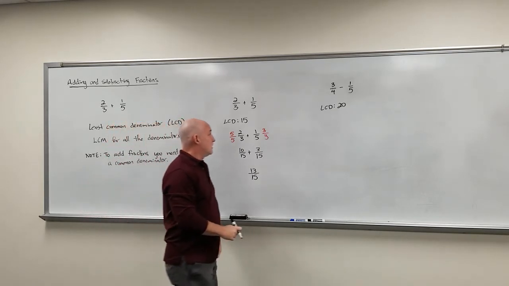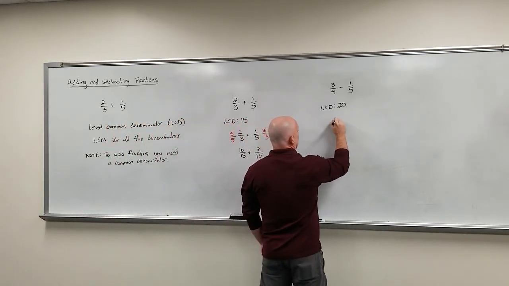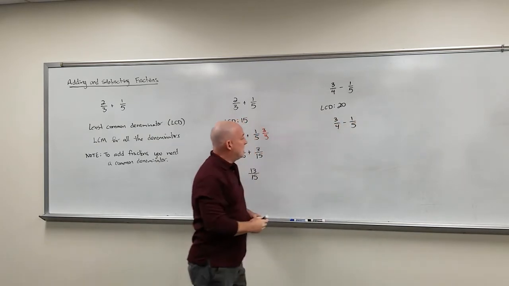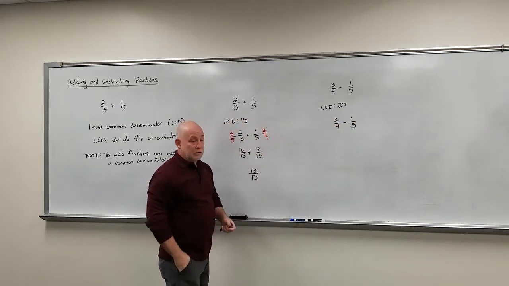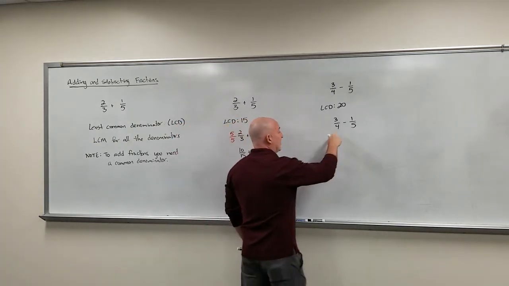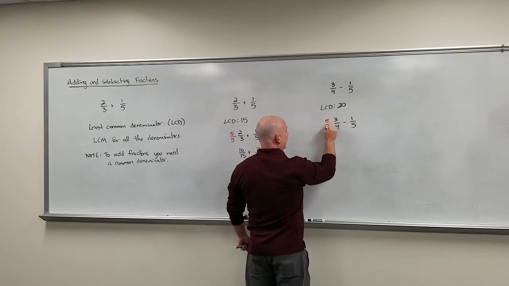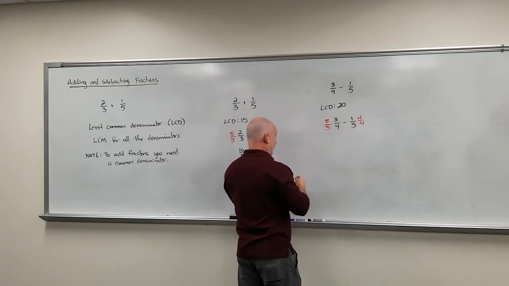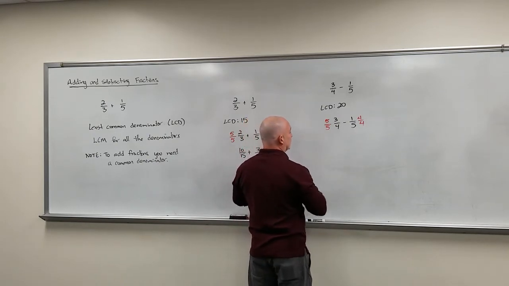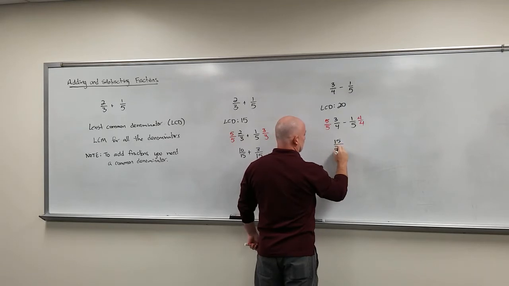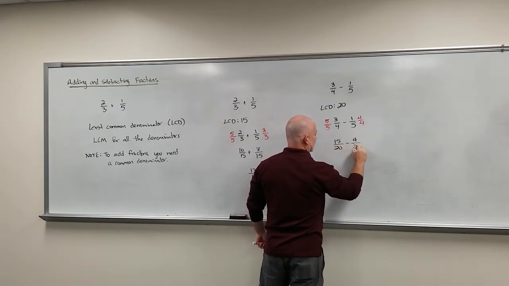So for each one of these now, we've got 3/4 minus 1/5. We need to make each one of those denominators a 20. To make this 4 a 20, I'm going to multiply it by 5. And to make the 5 a 20, I'm going to multiply it by 4. We multiply straight across, and what's that going to be? 15/20ths minus 4/20ths.